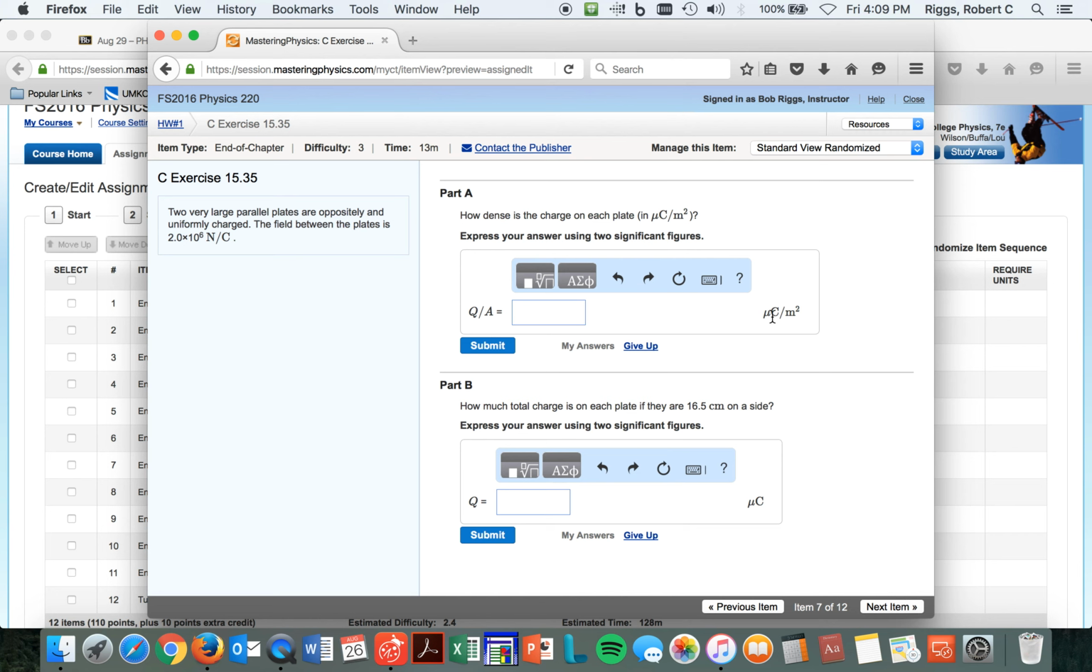And they want it in microcoulombs, so that would be times 10 to the 6. They do want it in microcoulombs. All right, no kidding. So I need to multiply that by 1.0 times 10 to the positive 6. And I get 17.7. Two sig figs, I'll say 18.